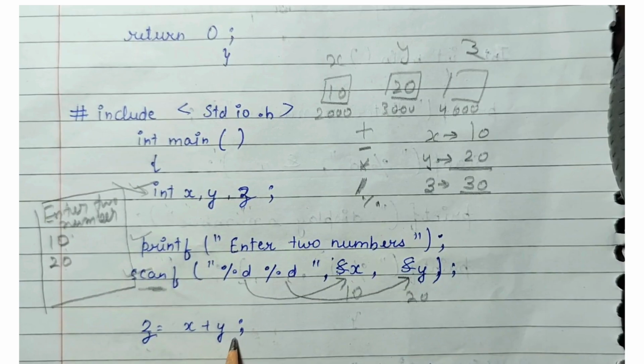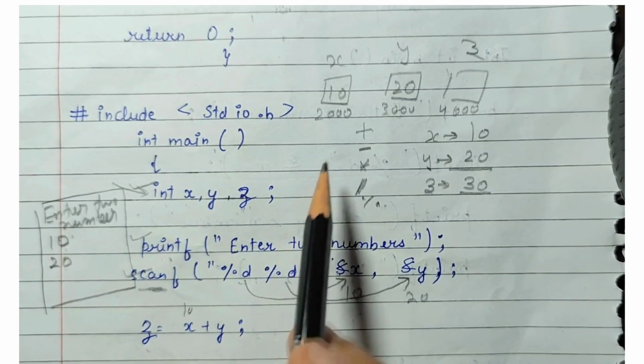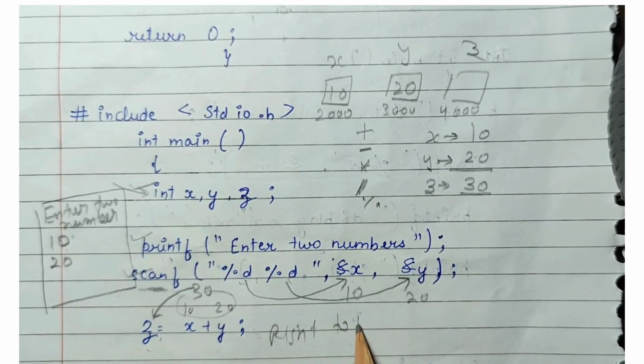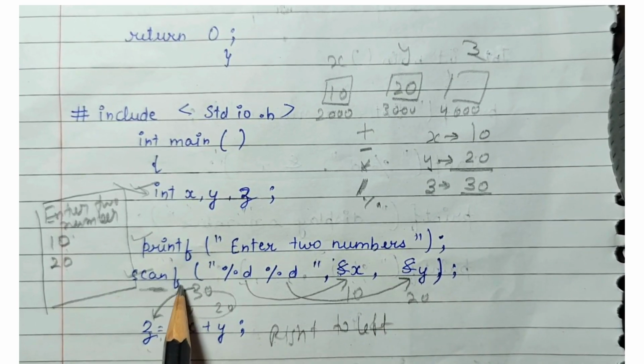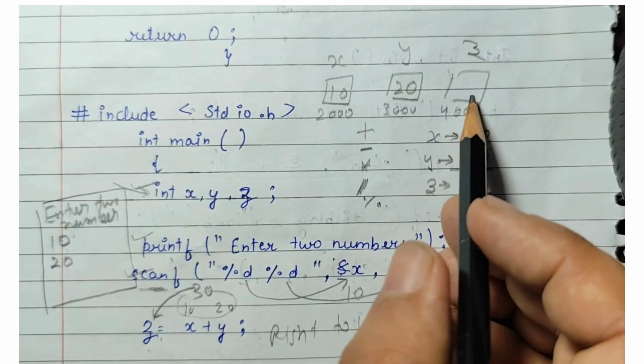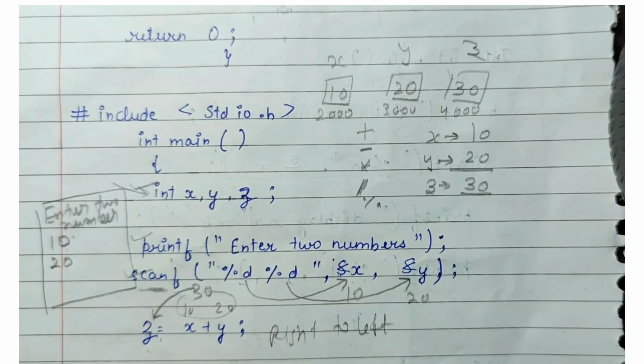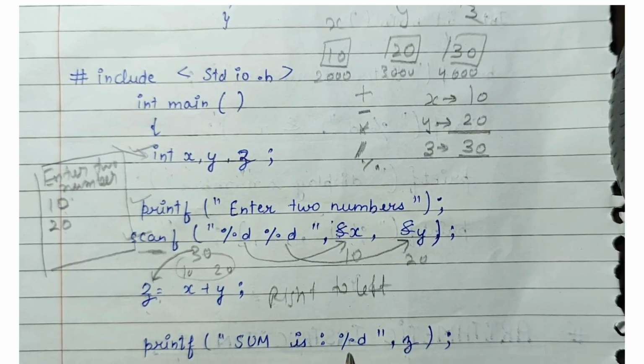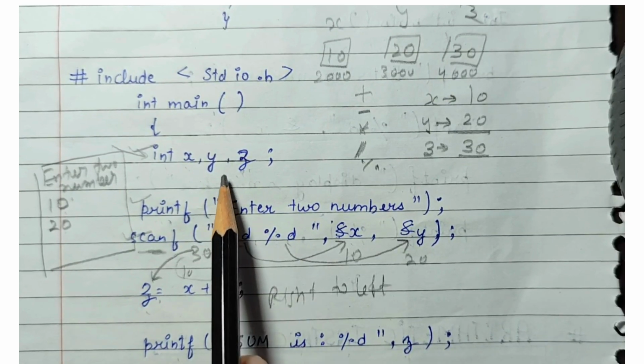After this, z is equal to x plus y. So right now x has the value 10, y has the value 20. So 20 plus 10 becomes 30. Now where does the 30 value go? 30 value goes to the z variable because of this equal to, because equal to has a right to left associativity property. So the right value always goes to the z variable. So 30 value goes to the z variable. After this, we simply display the value of z. So here I am writing the printf statement, "Sum is", and I write %d here because z is also of integer type.